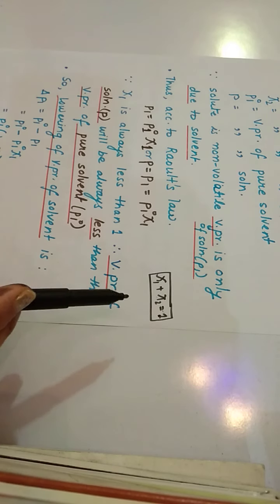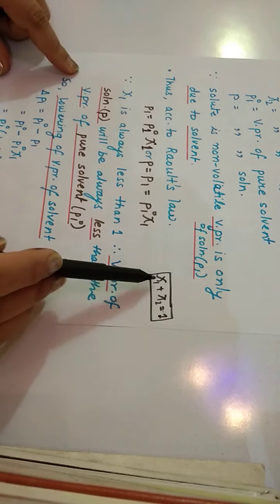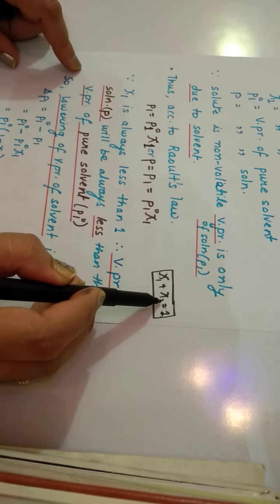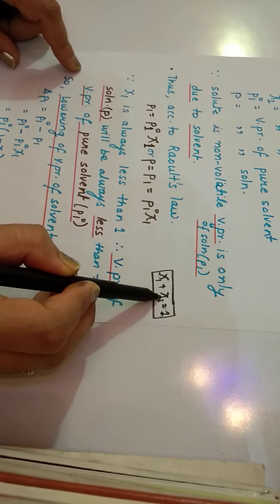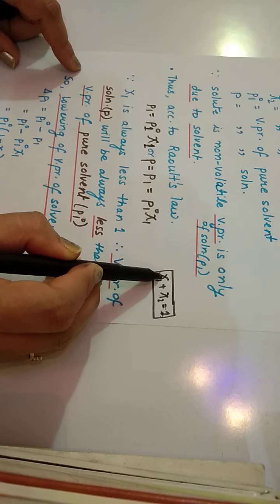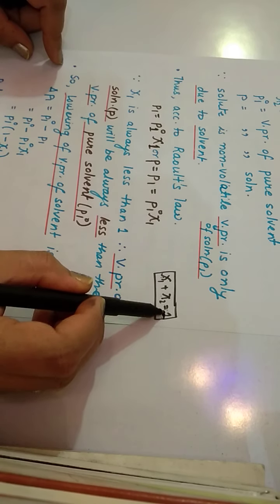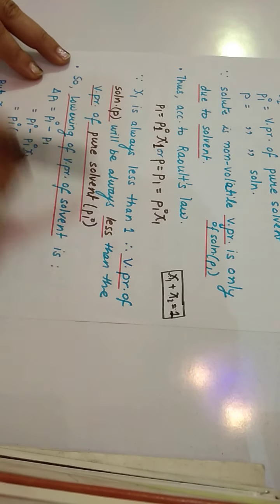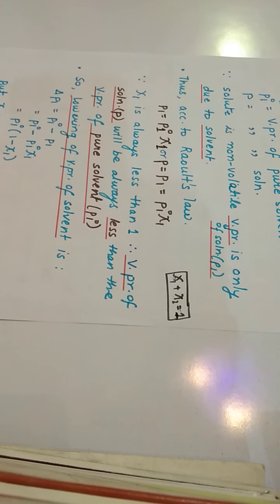So you can say that x1 and x2 both are less than 1, क्योंकि अगर ये 1 से ज़्यादा होते तो सम भी 1 से ज़्यादा होता. इसीलिए x1 और x2, mole fraction of component 1 and mole fraction of component 2, is always less than 1. Therefore children, the vapor pressure of the solution will be less than the vapor pressure of pure solvent. Why I am saying this?